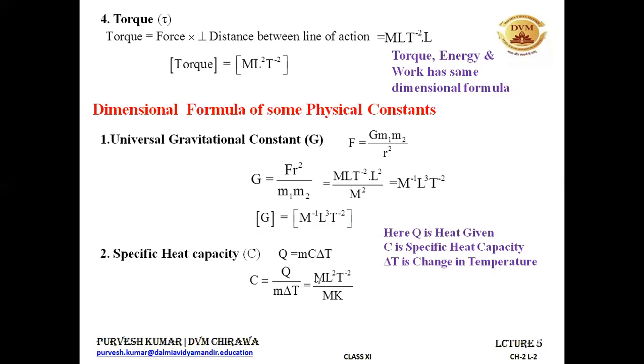So this M gets cancelled out with this M. You can write it like this: M0 L2 T minus 2 K minus 1. Finally, the dimensional formula for C is M0 L2 T minus 2 K minus 1. So this is how we can find the dimensional formula for a constant known as specific heat capacity. All these terms we will be learning. This formula we will be deriving when we go through chapter number 10 or 11.